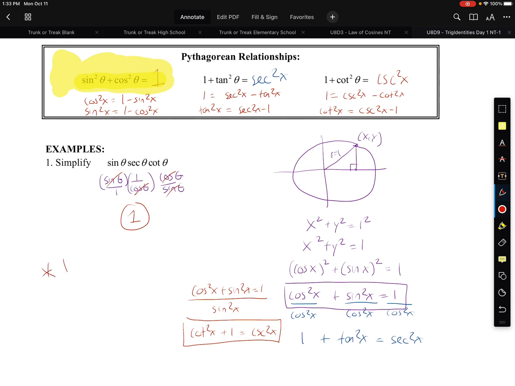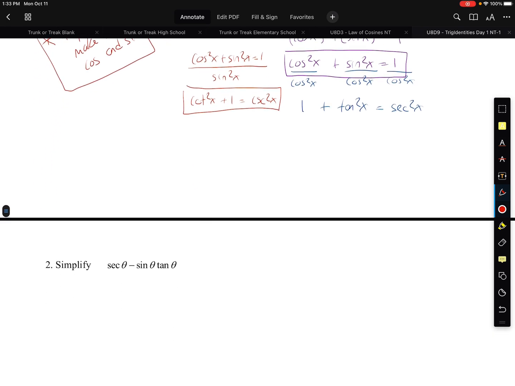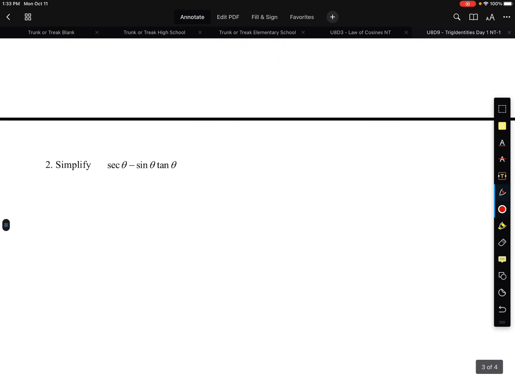And the key strategy I stick with is I try and make things cos and sine. That's one of the general ideas I go with. If I can make things cosine sine, it tends to work better. All right, so that's what I did there. Sine, secant, cotan, made them all into sines and coses, and I was able to cancel things out. All right, that was a baby one. All right, getting a little bit more complicated.